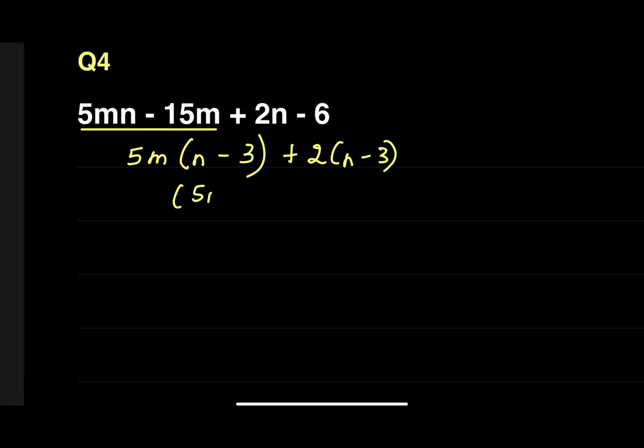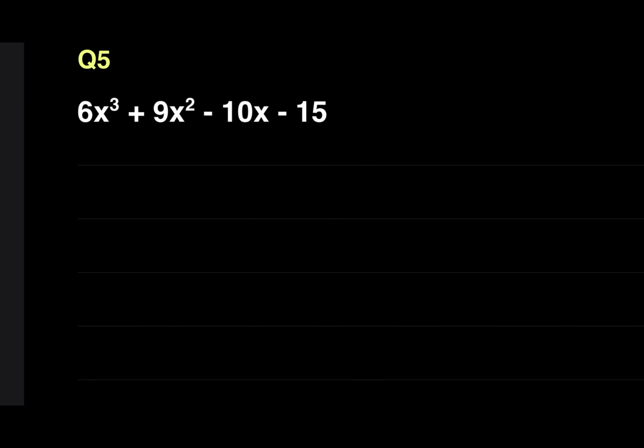So 5M plus 2 and N minus 3. Okay, question number 5. What is common in this? 6 and 9, 3x square. 3 2s is 6. We will need one more x here to make it x cube, plus 3 3s are 9. X square is already outside. We don't need to put it in the bracket.